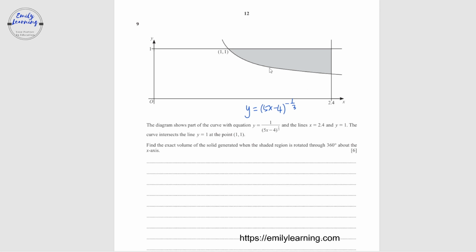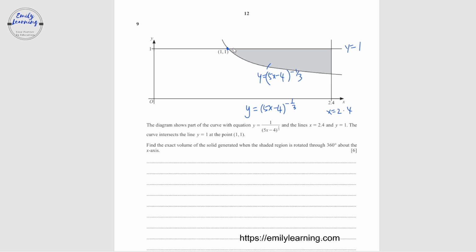Okay, so we know that this is the curve y equals (5x − 4) to the power of negative 1/3. And I have the line x equals 2.4, and this horizontal line here being y equals 1. The curve intersects the line y equals 1 at the point (1, 1). So here's (1, 1). And you're asked to find the exact volume of the solid generated when the shaded region is rotated through 360 degrees about the x-axis.